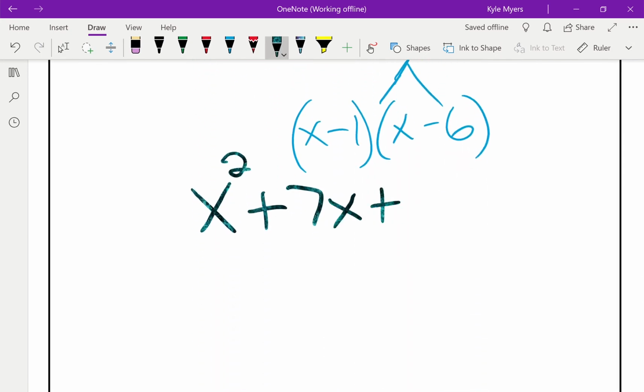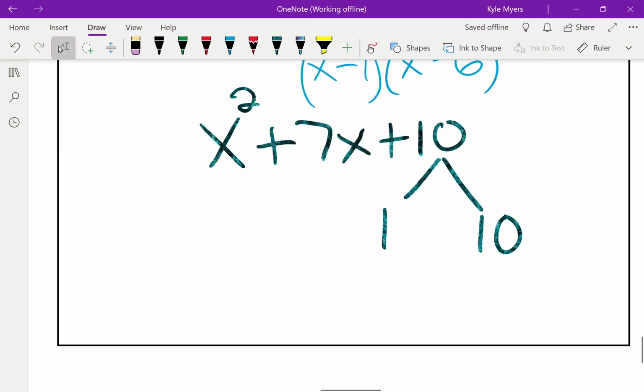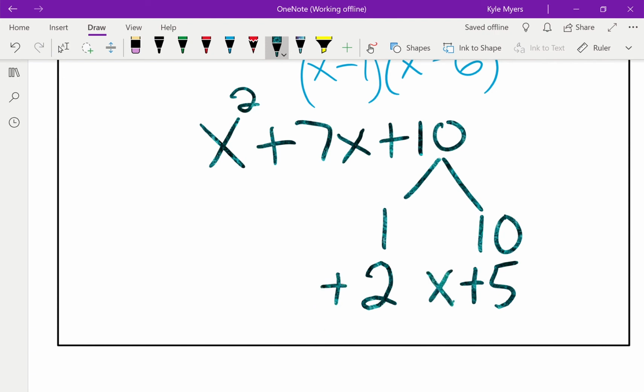Plus 7x plus 10. Okay, so I want 2 things that multiply to give me 10. 1 and 10? Well, no, because 1 plus 10 is 11. So let's try again. Ooh, I'm almost out of space. That's all right. 2 and 5. Yeah, that works. 2 plus 5 is 7, right? 2 times 5 is 10. Checks out. Throw some parentheses around that bad boy, and we are good to go.